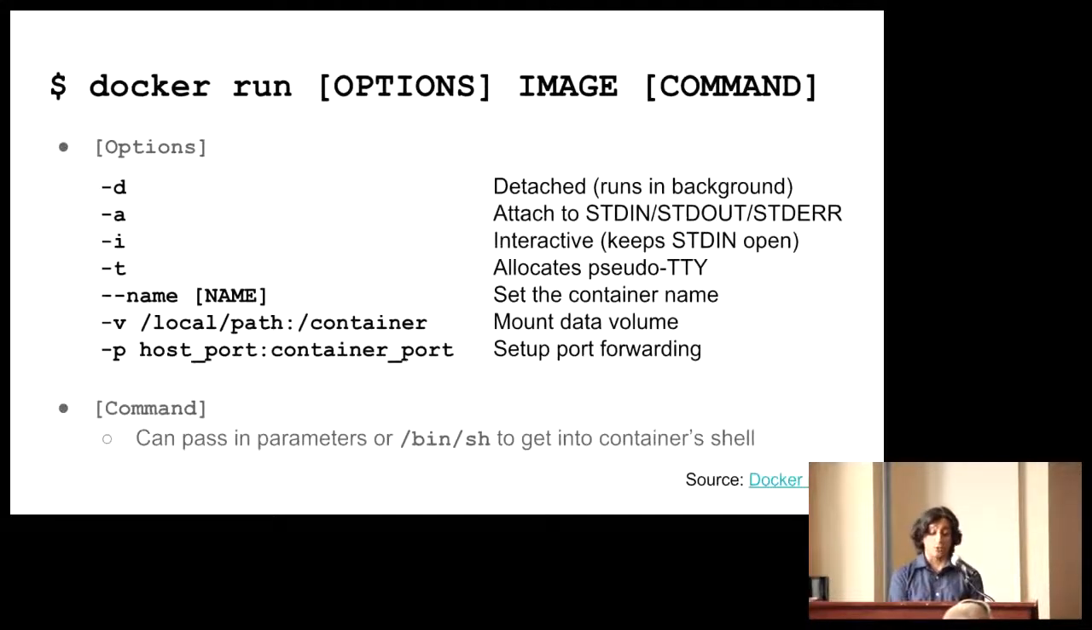Just to talk about the docker run command in a little bit more detail, we can override a lot of the defaults for containers with this command. If we do a -d flag, we can run it in detach mode, where it's running in the background. We could do -a to attach it to standard in, standard out, or standard error. I think I showed that a little bit earlier. -i makes it interactive. -t makes it a pseudo tty. We can also name the container that we're creating from our image. And I already talked about -v and -p.